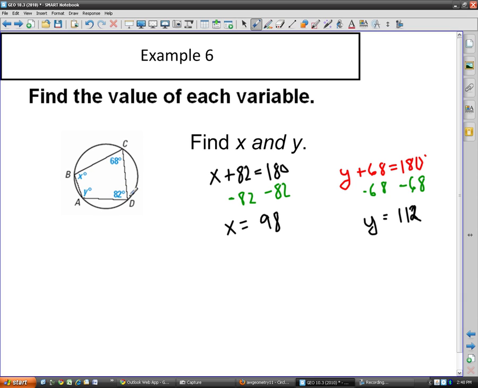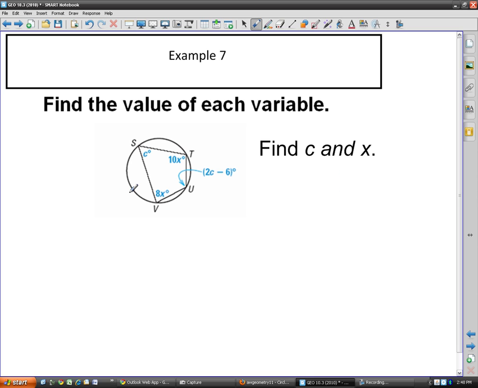And so then we have example 7 here. And it says find the value of each variable. This time we want c and x.